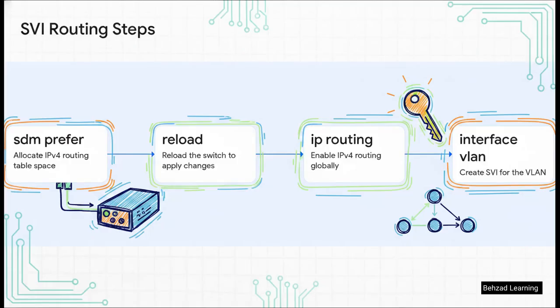Okay, time to hit the keyboard. What you see right here are the exact steps you need to survive in the job market. Etch these into your brain. First up, the SDM prefer LAN-based routing command. Then you gotta reload the switch. Third, and this is huge, the IP routing command in global configuration mode. And finally, you create the actual interface by typing interface VLAN followed by your VLAN ID. These 4 little steps, they are absolutely your bread and butter for real-world Cisco deployments.